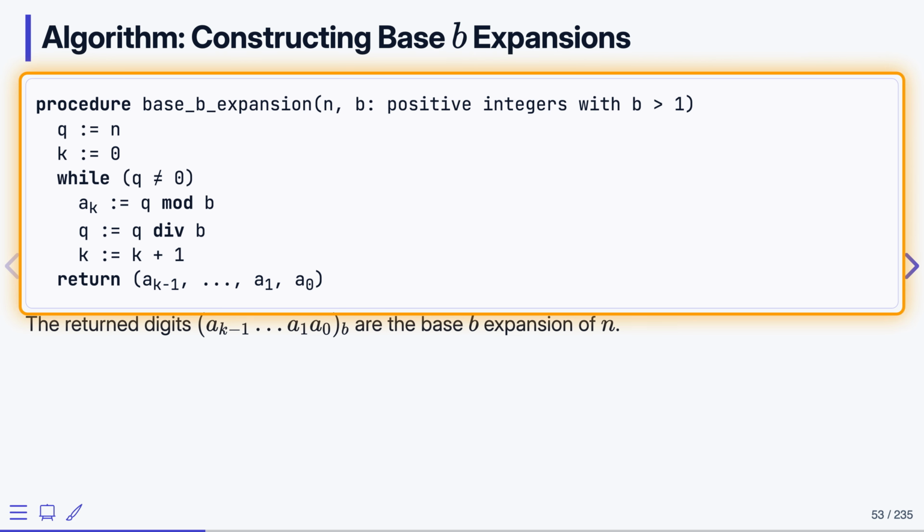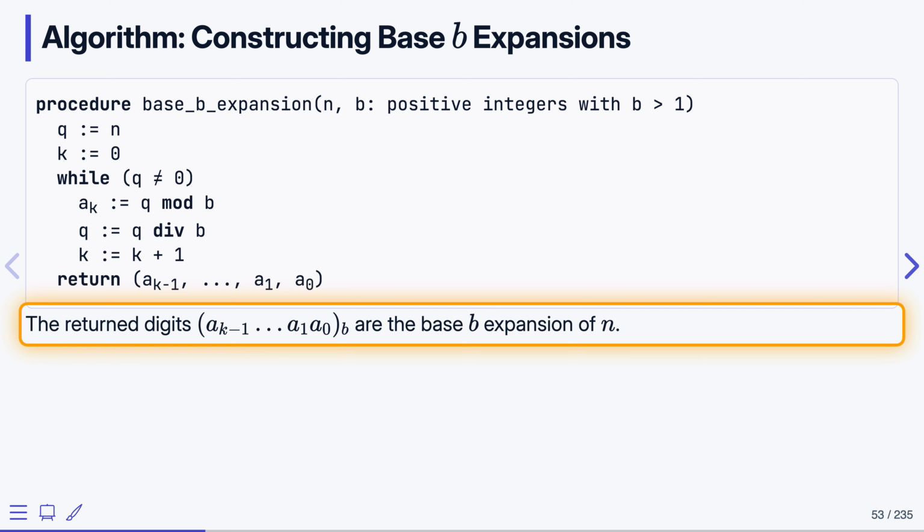First, a sub k becomes q mod b, that is the remainder, our next digit. Second, q becomes q div b, that is the new quotient, the whole part of q divided by b, then we add 1 to k. When q reaches 0, the loop stops. We return the digits a sub k minus 1 down to a sub 0. Read together, they form the base b expansion of n.